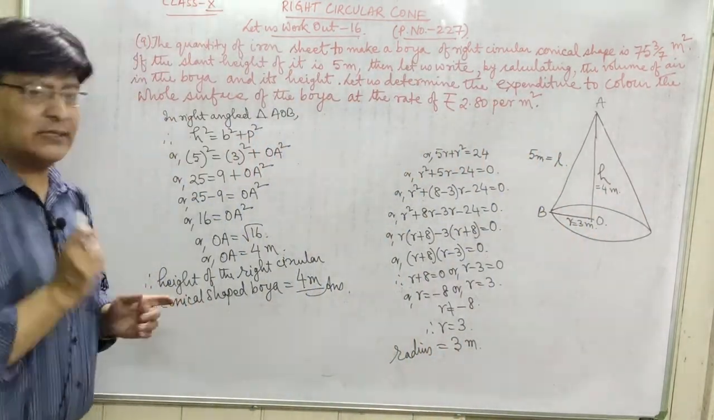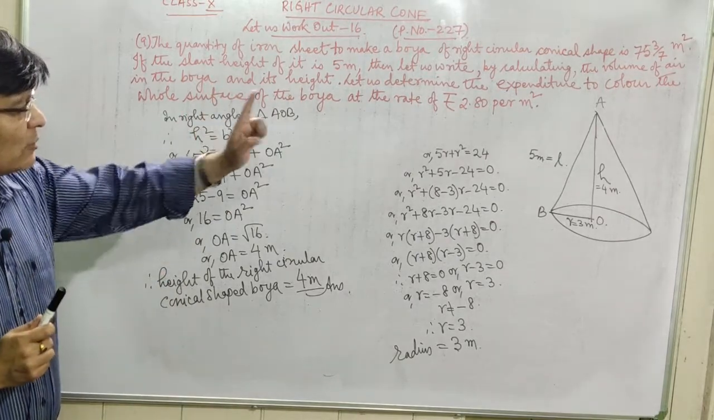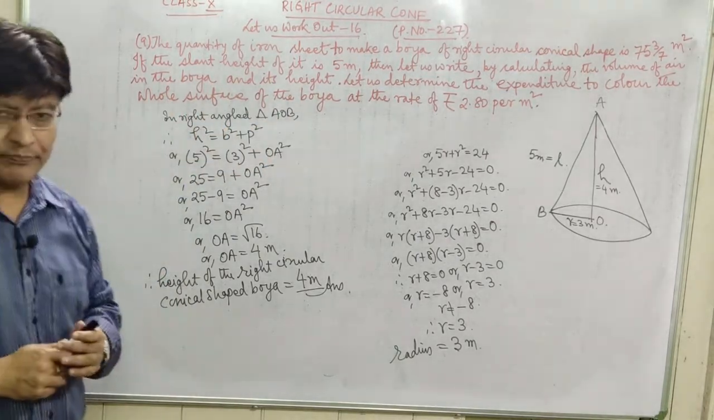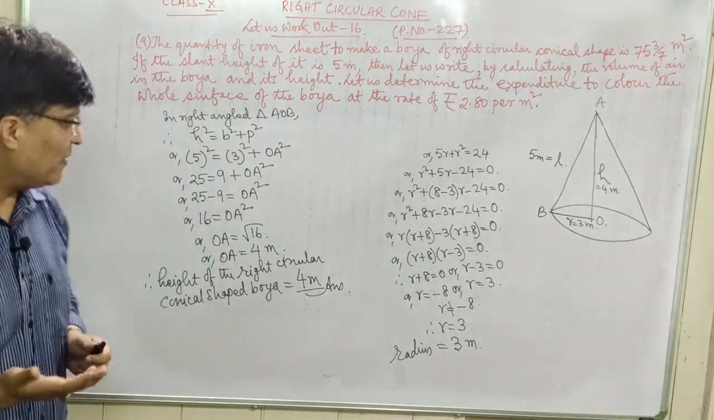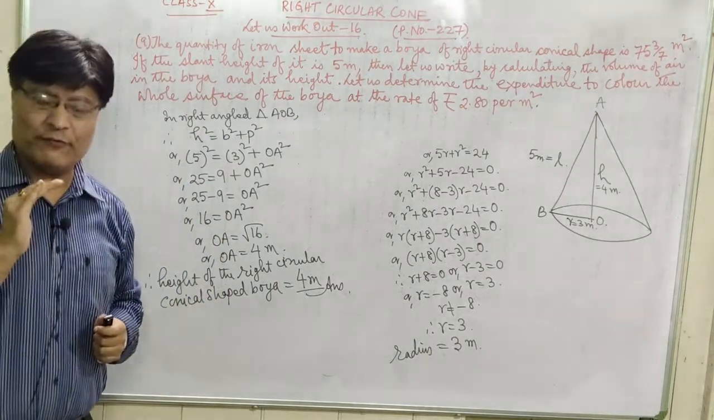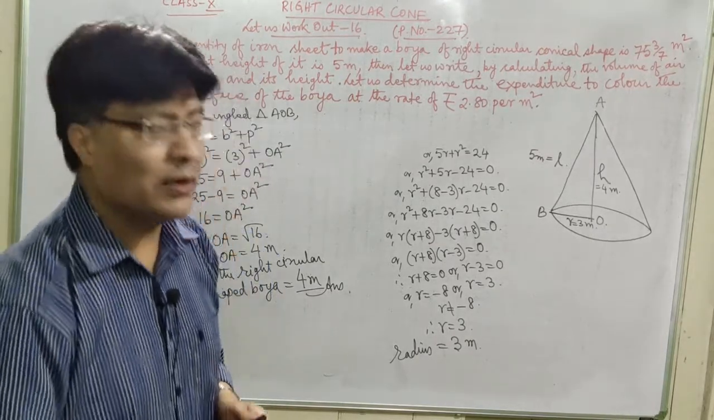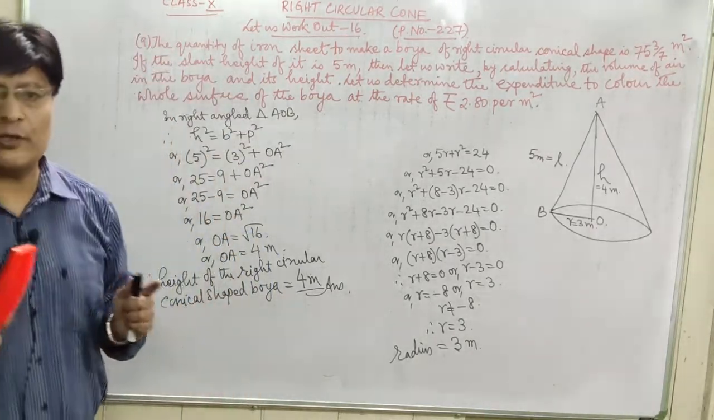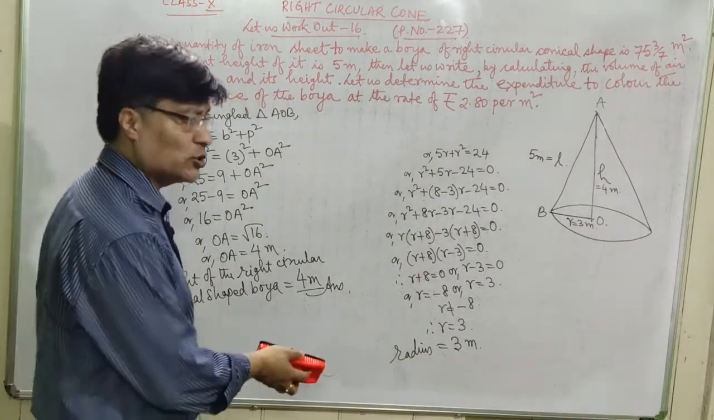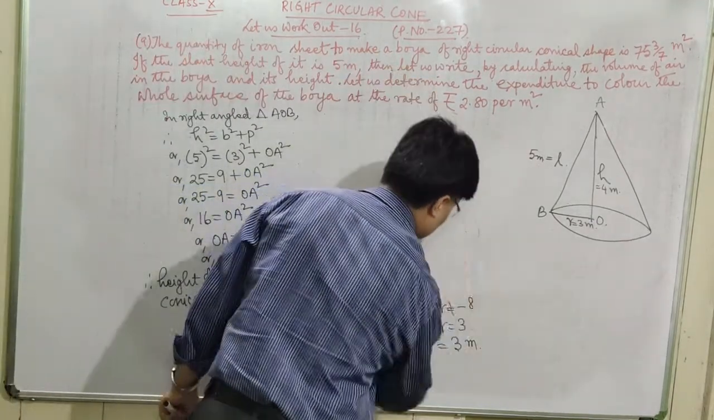Now we have to calculate the volume of air in the boya. What is the volume of air in the boya? That means you have to find out the volume of the right circular conical shaped boya. What is the formula for volume of the cone? It is 1/3 pi r square h, right? So let us find it.